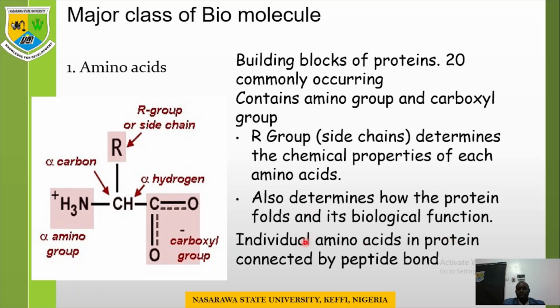Individual amino acids in a protein are connected by peptide bonds. Each of these amino acids will be connected to another amino acid, and that is how it forms a peptide. When we say peptide, it means a collection of amino acids. When you have plenty of amino acids coming together, they give you a peptide, and that is protein. Scientists differentiate sometimes: when you say peptide, it means a few amino acids, and when we say protein, it means many amino acids coming together to form a protein.